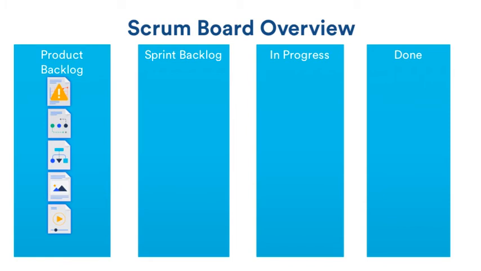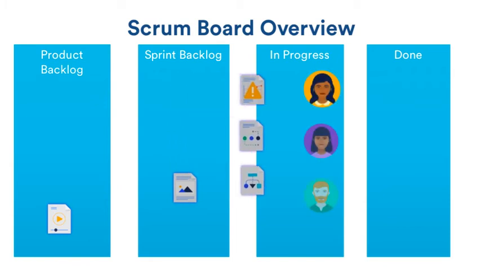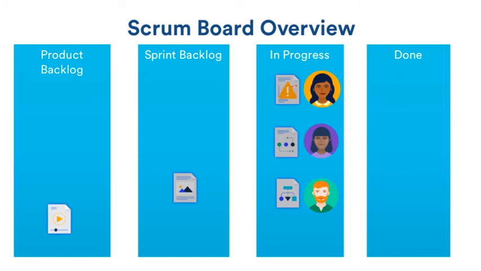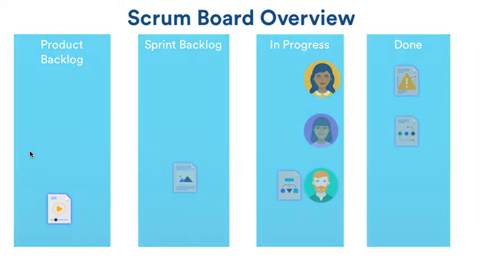Then, developers pull items from the product backlog into the sprint backlog. They pull as many as they feel as a team they can complete during that sprint. These items, once added to the sprint backlog, function as an active to-do list from which the team works. Once the sprint's finished, the team typically holds a retrospective meeting to assess the work completed.